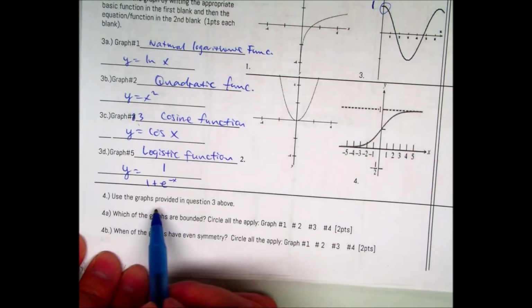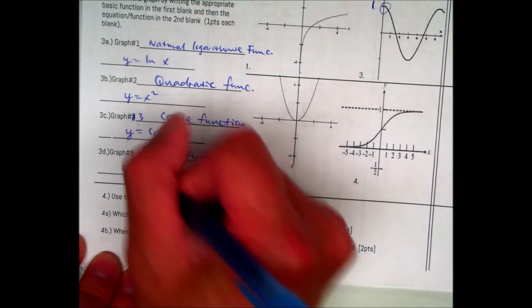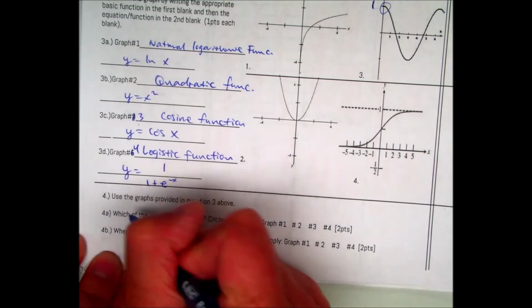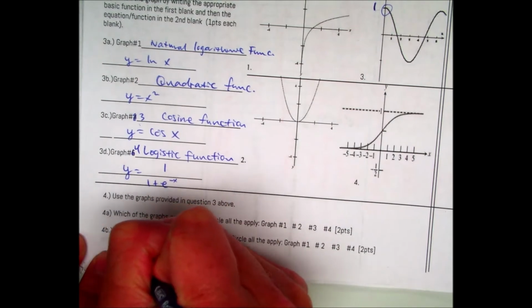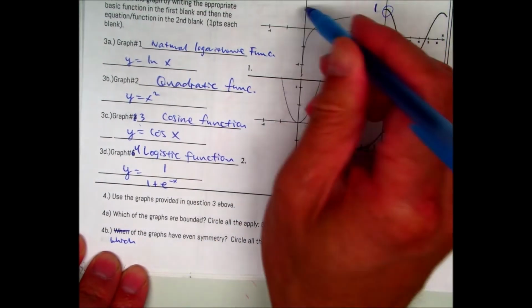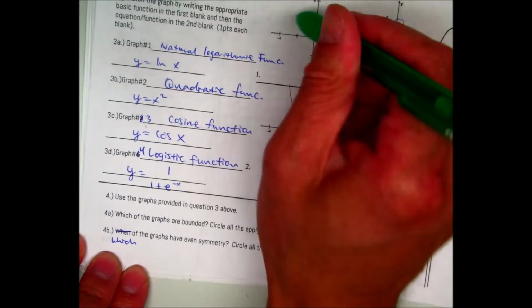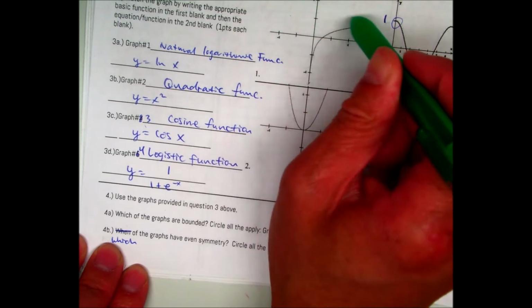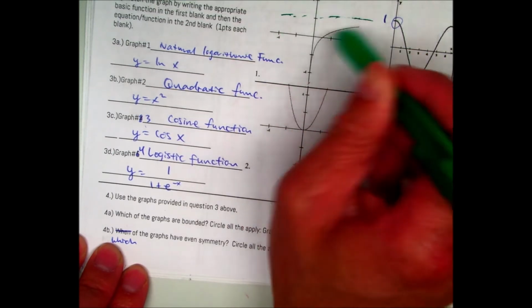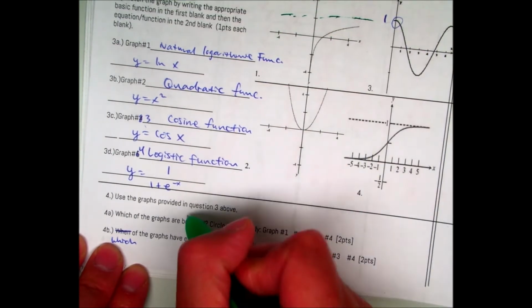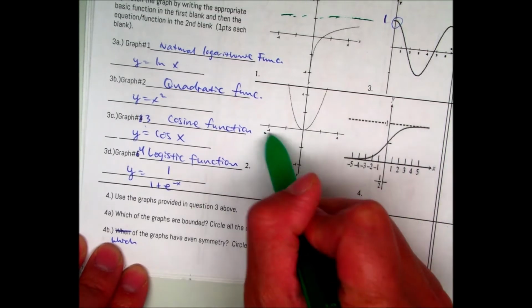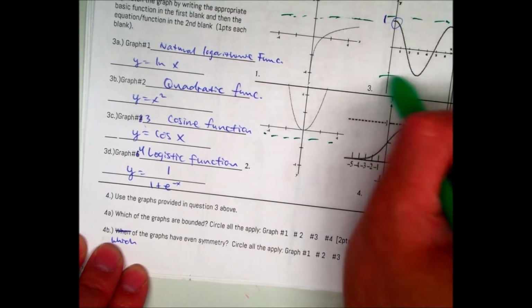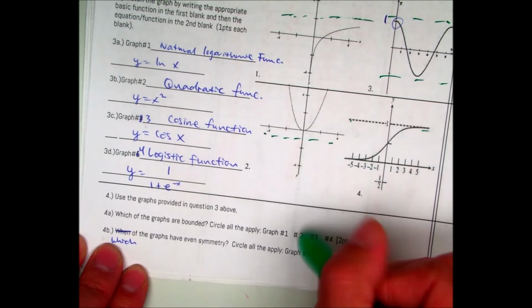Use the graphs provided in question number 3 above. This one should be 4. That's your which of the graphs are bounded? So we're looking for something that's here. You might think this one's bounded above, but bounded here means both above and below. So below, above, and below, above and below. Your answers are 3 and 4.